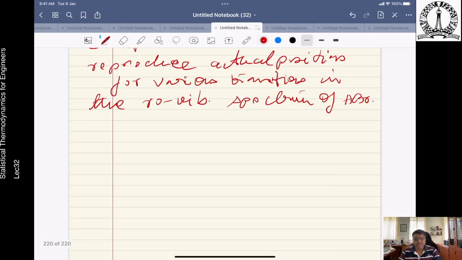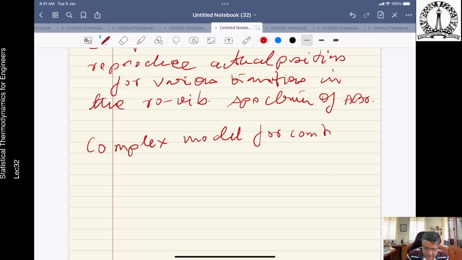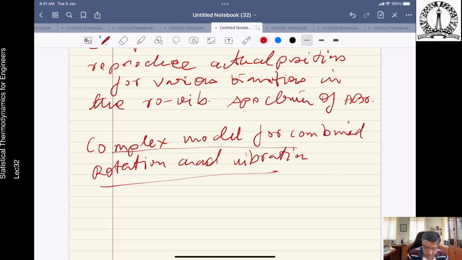Essentially, that's what it is, right? So that is what is needed over here. So we need what we call a complex model for combined rotation and vibration. Need a more complex model.